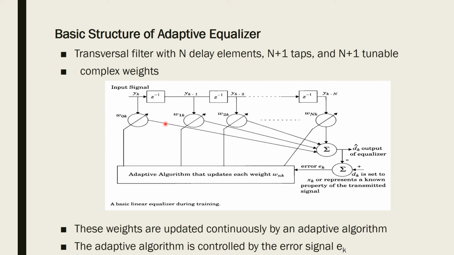The weightage of these things, W0k, W1k, W2k, all these represent the weightage, and they are going to be adaptive in nature. This is decided by the algorithm, and it is controlled by the error signal ek. So this is going to control what weightage should be assigned to each and every tunable knob over here. So this is how your adaptive equalizer works.